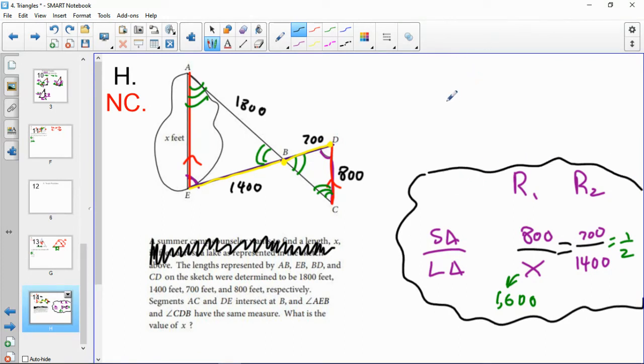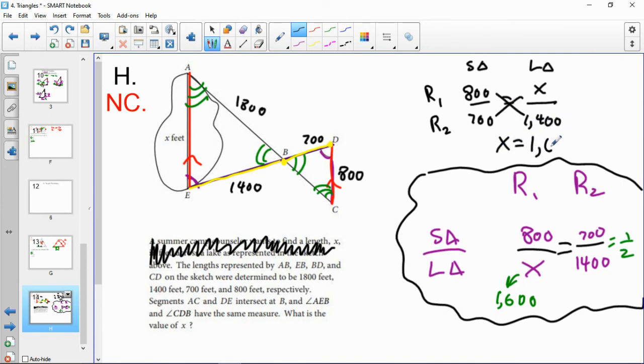It is technically also possible to do it the other way, where each ratio has sides from the same triangle, and you need them to correspond horizontally. So if I try to do it like this, I'm trying to find x over here. I'm going to put 800 over here. And for the small triangle, I know the other side I have is 700. The corresponding side is 1400. And if I decide to solve this equation, x is also going to come out as 1600.